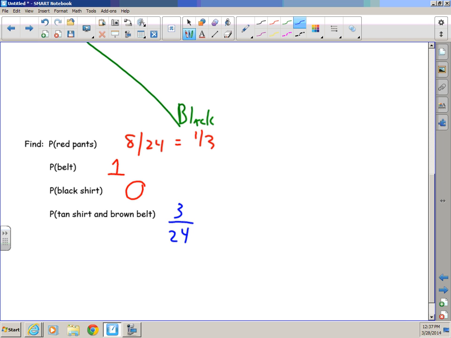Now, we will be expanding upon this later on in this unit. But when you have the word and in probability, it means to multiply. So the probability that I get a tan shirt is 1 out of 4, because there's 4 shirts, 1 is tan. The probability that I get a brown belt is 1 out of 2. And when I multiply those, I get 1 out of 8, which is the same as 3 out of 24. So that's another way, which we will expand upon later, to do that. Okay? So today's lesson involved sample space and tree diagrams.